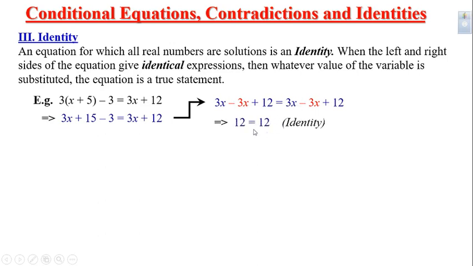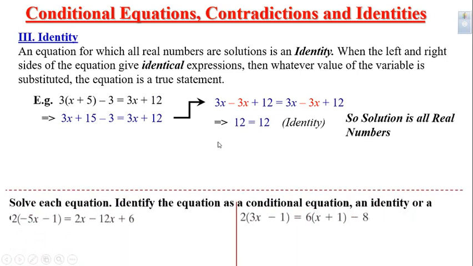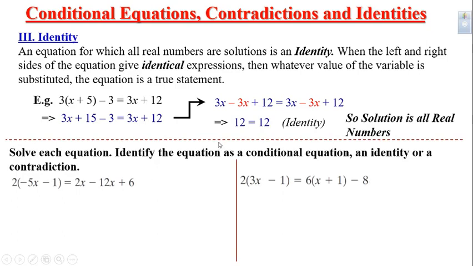12 is always equal to 12. This statement is always true. So the solution to this equation is all real numbers. Every value of x I substitute into this equation gives me a true statement. So I'm going to illustrate by doing 2 quick examples here.